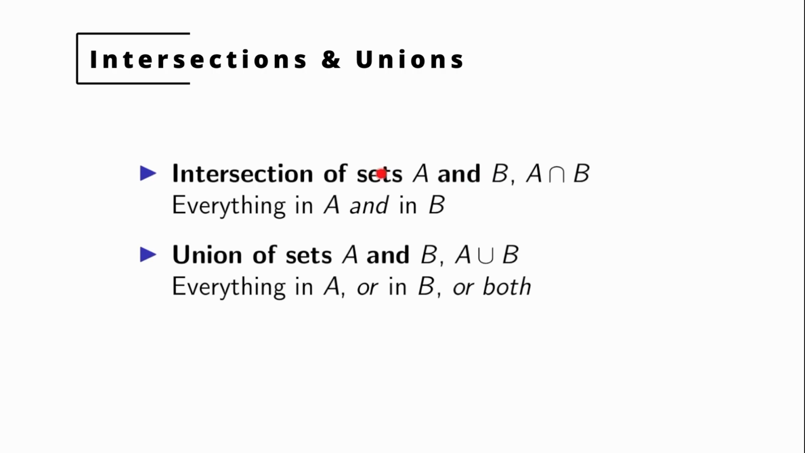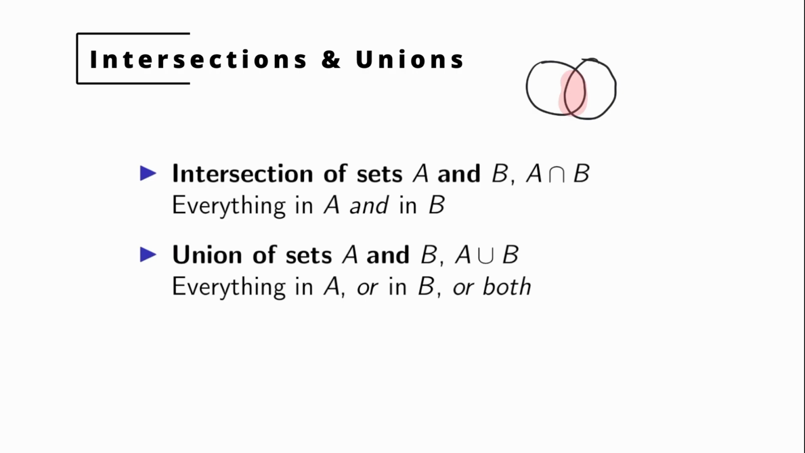So when we talk about the intersection of two sets A and B, we write it as A, and then this is the intersection symbol, like an upside down U. A intersect B. And what that means is it's everything that is in A and also in B. So the intersection of A and B is everything that's included in both of those two sets. If you're used to seeing Venn diagrams, that's everything they would have in common in here. That would be the intersection.